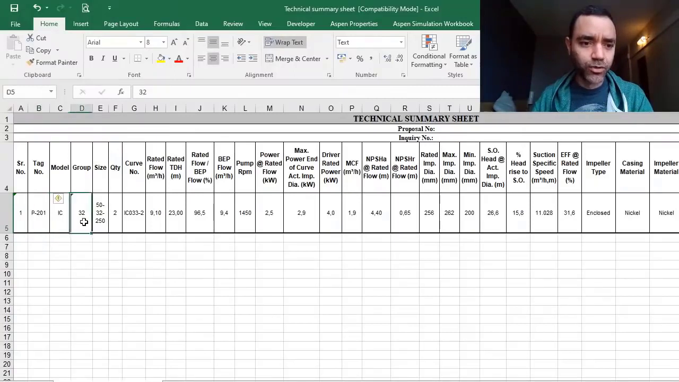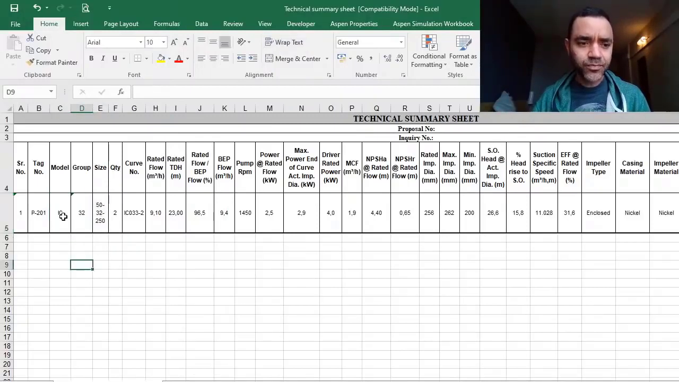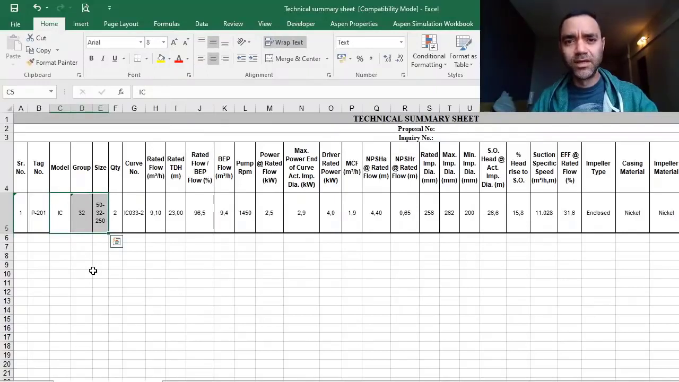We have the model, group, and size. It is related to the manufacturer. Each manufacturer will have a different code for this equipment, and this one is not different. So based on this code, you can go to the internet and look for the catalogs and verify if it matches, if it fits or not to your process. It's the first approximation or the first approach that you can do.